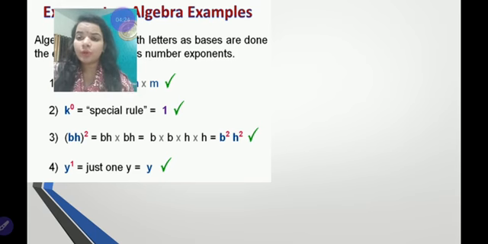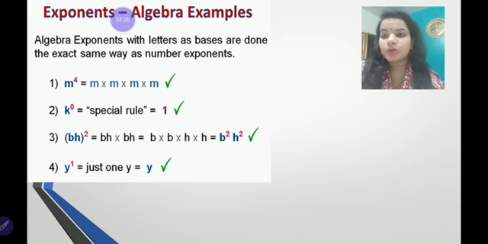Now moving on to my next slide. Suppose you have exponents in variables. How are you going to represent them? Like m to the power 4 means m is being multiplied 4 times. This is the product rule. You can write it in the form of product. This will be m into m into m into m.